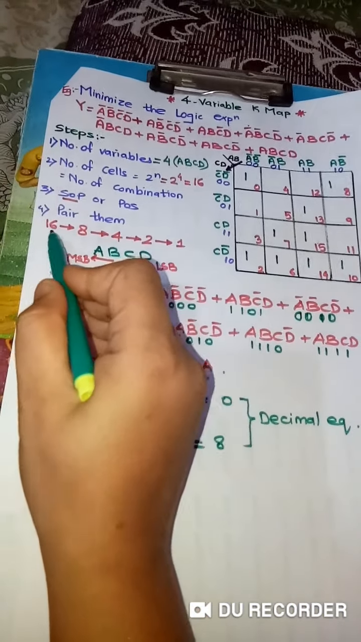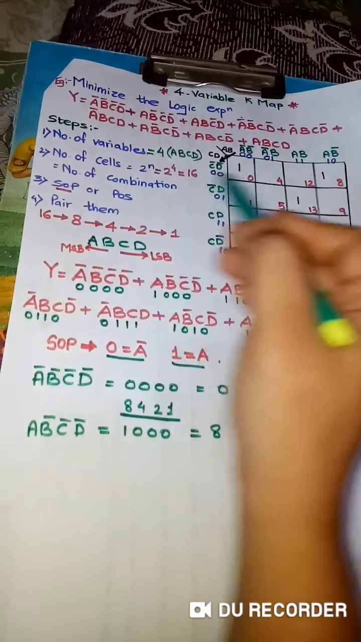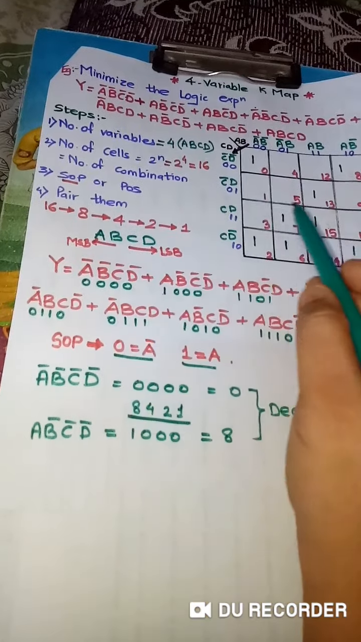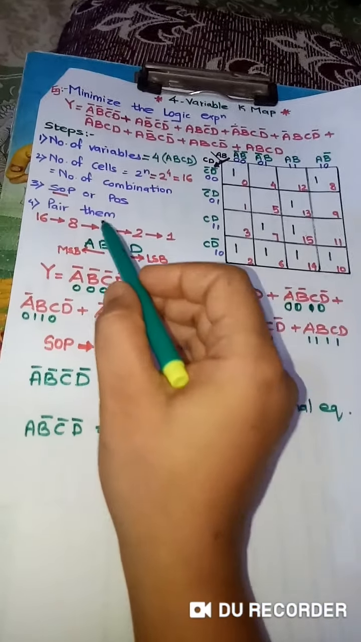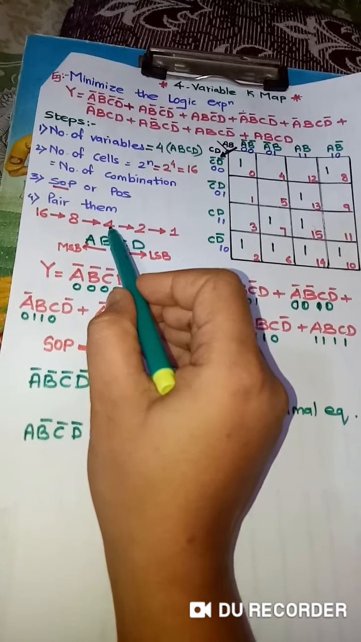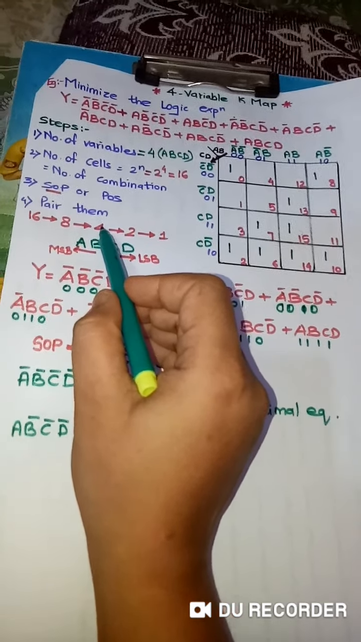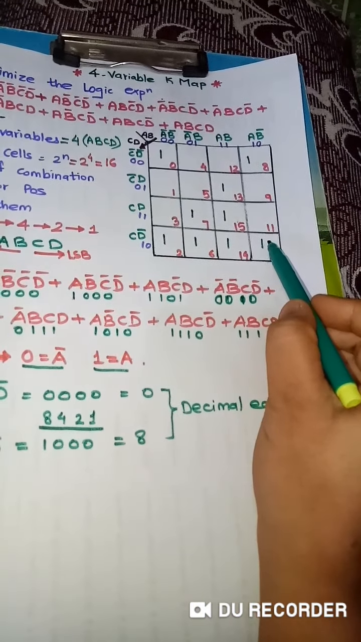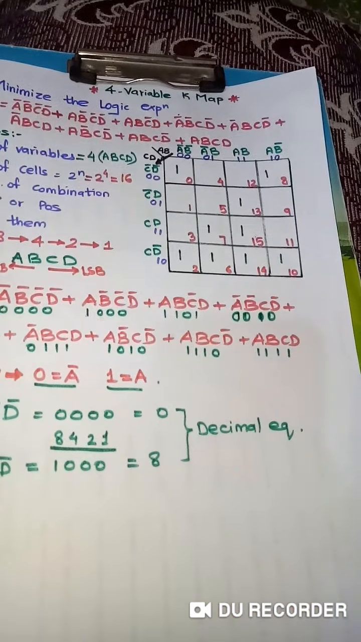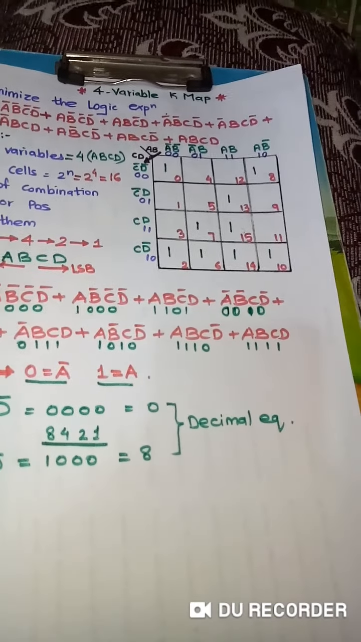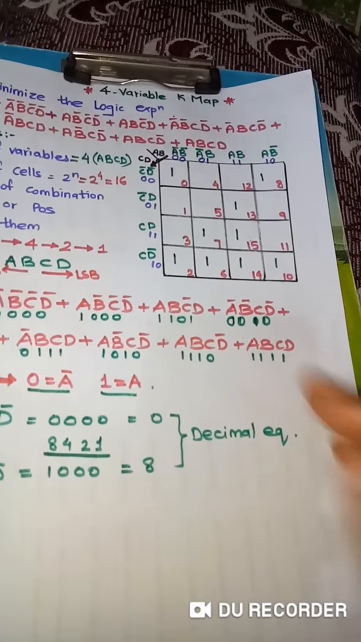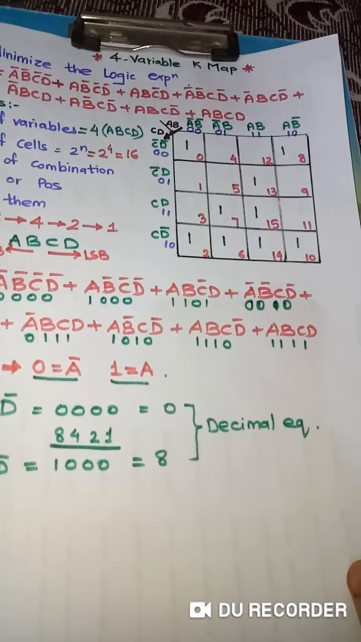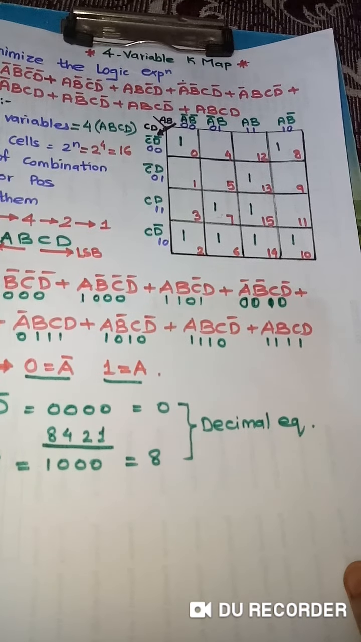Now I need to pair them. For pairing, first I will see if there is a group of 16 ones. No, there is no group of 16 ones. Then I will see if 8 ones are possible. There is no group of 8 as well. Then I will see whether it is possible for 4. Yes, it is possible. See, these 4 are there, and again these 4 are there. So likewise these groups are possible for 4 ones. Now I will try to make groups. But if I make a group of this and this, these ones will remain as they are, right? So how can I group it in this form?